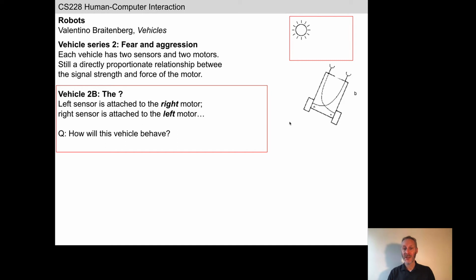So in this case, if we come at this robot with a flashlight or a light source from its front left, as you see here, how is this robot going to respond? How is this robot going to move at the next time step? Does the robot turn right, turn left, go forward, go back, stay still?